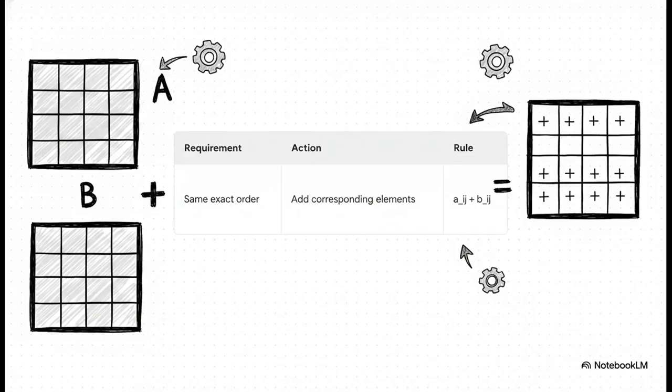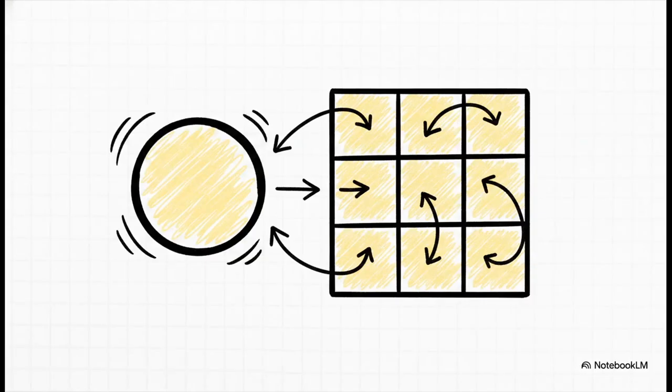But if they do match, you just add the elements sitting in the exact same positions together. Subtraction works the exact same way, but seriously, if those orders don't match perfectly, just confidently write undefined and take the easy points. Now, what if you're scaling things up?